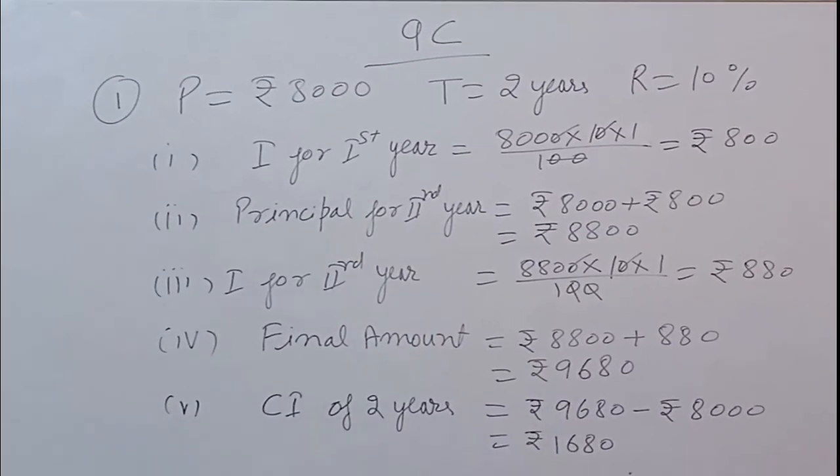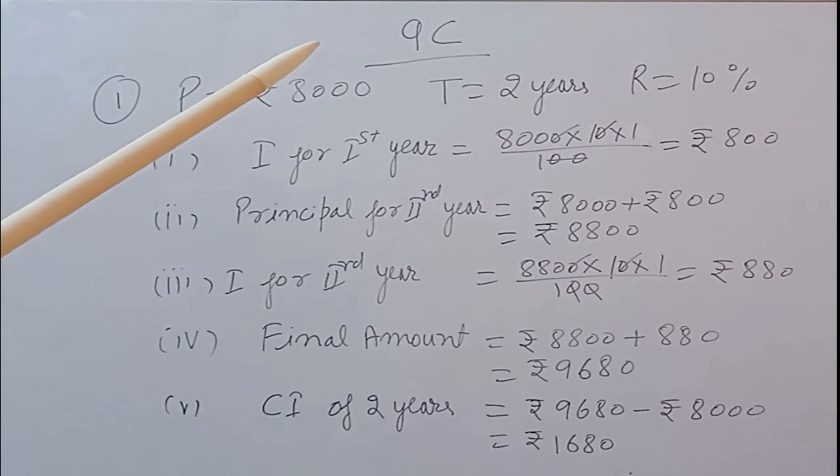Children, I am taking question number 1 of exercise 9C, in which the sum of rupees 8000 is invested for 2 years at 10% per annum compound interest. Calculate interest for the first year, principal for the second year, interest for the second year, final amount at the end of the second year, and compound interest in 2 years. So here, whatever is given I have written. P equal to rupees 8000, time t equal to 2 years, R equal to 10%.